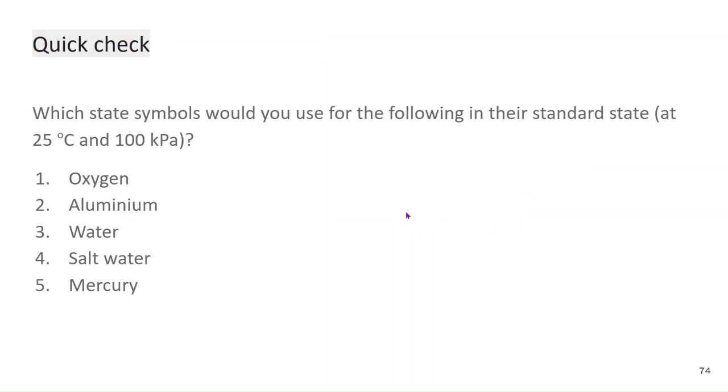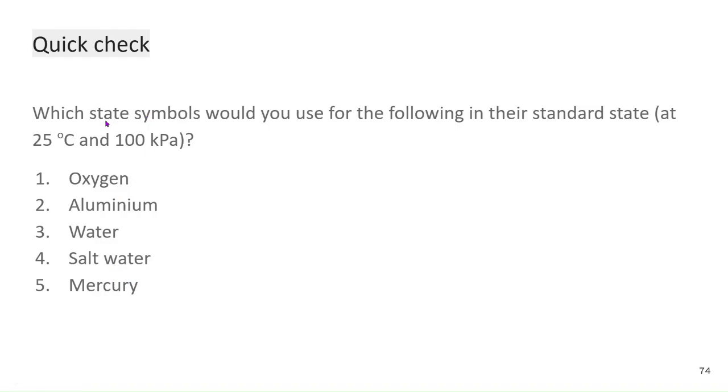This week. So let's do a quick check. Which state symbols would you use for the following in their standard state? This is something we haven't necessarily referred to in this class yet, but standard state is a specific set of conditions, which is 25 degrees Celsius, so that's pretty close to room temperature, and 100 kilopascals of pressure. So this is like the average atmospheric pressure, basically. So think of these things just as you would encounter them in everyday life, like at room temperature.